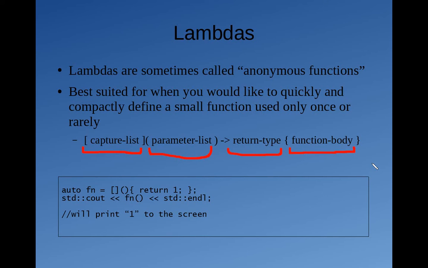The function body is where you implement the function itself. Pretty self-explanatory. Down here you can see our example lambda. It's a very simple function. We're just returning 1. So we have an empty capture list, we have an empty parameter list, and we're simply returning 1. Then we invoke the lambda and pass its return value to cout, so it's just printing that return value 1 to the screen.